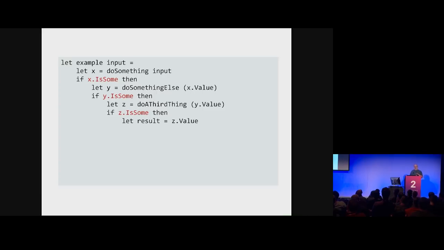Now, you could replace this with null checking. You've probably seen the same kind of code. If it's not null, do the next thing. If that's not null, do the next thing. And if that's not null, do the next thing. So this is just the option version, exactly the same code.